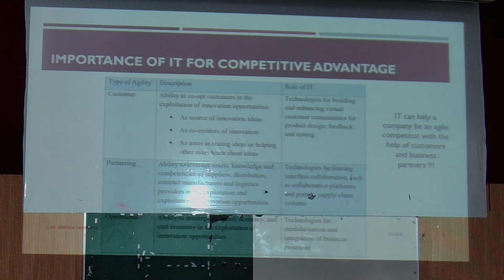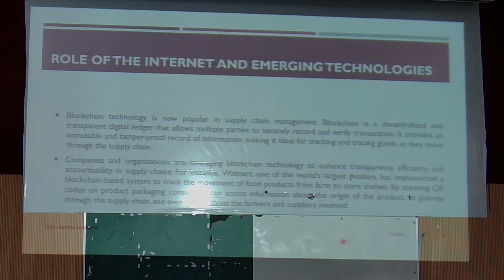Then we have operational agility: technologies for modularization and integration of business processes. Correct? Next, role of the internet and emerging technologies. There is one such technology we forgot to discuss, that is blockchain technology. It is now popular in supply chain management.